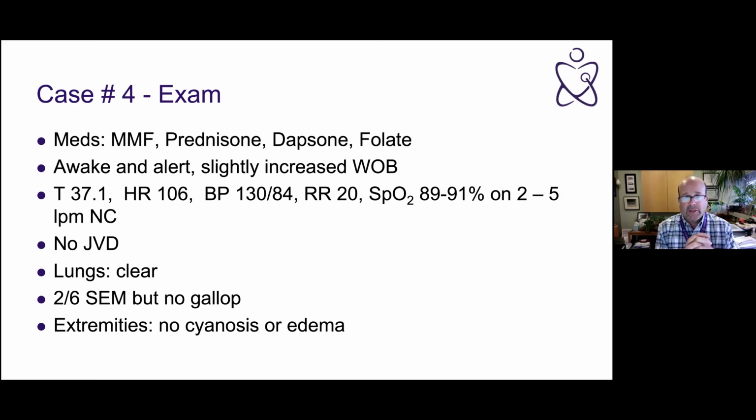That's not sort of the default 20. She really was breathing at 20. And her SAT, her pulse oximeter, was 89 to 91%, kind of bouncing around in there on low flow oxygen, and didn't really change as you went from 2 up to 5 liters. No JVD, her lungs were clear. She had a systolic ejection murmur, no gallop suggesting heart failure, and she had no cyanosis or peripheral edema.